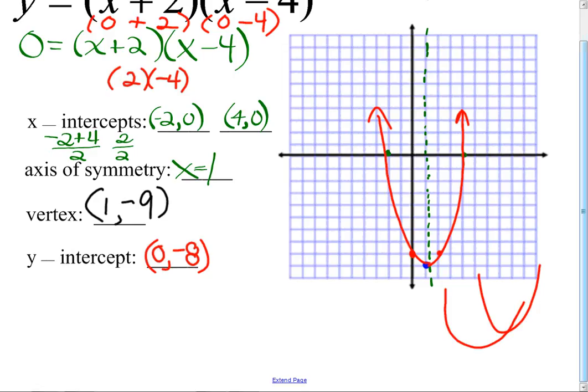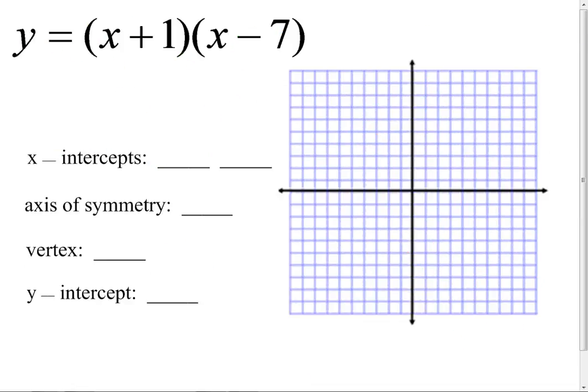This is how the Golden Gate Bridge is built. All the suspension bridges are built with those things that look like parabolas, but they're not. They're catenaries. I wish they were parabolas because catenaries are very complicated.